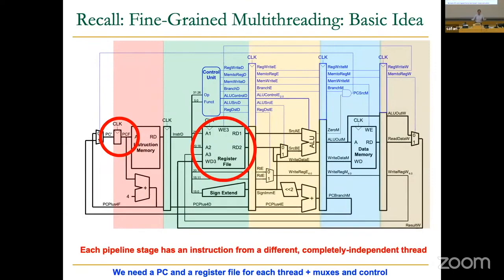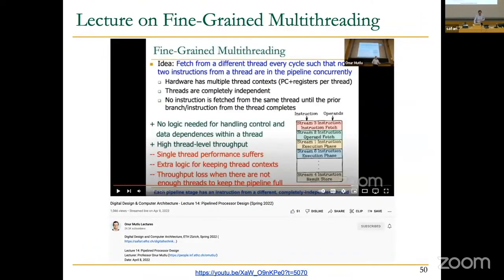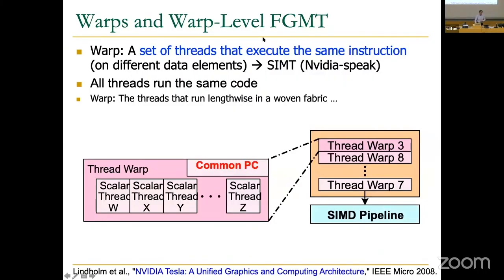We're combining multiple concepts here, and that combination actually makes GPUs even more successful because you can have a very simple scalar pipeline and not do any dependence checking for branches or any other instruction, because you know that the threads are independent of each other. So you take advantage of fine-grained multithreading and you have lots of threads. Okay, so you remember the lecture on fine-grained multithreading.